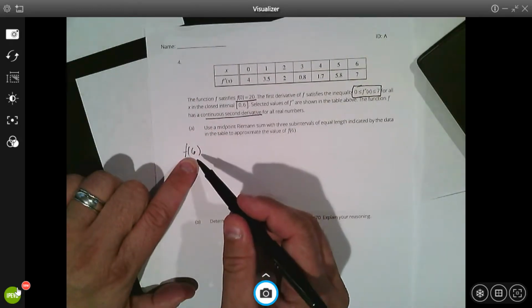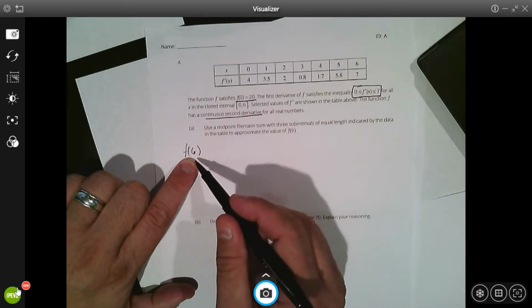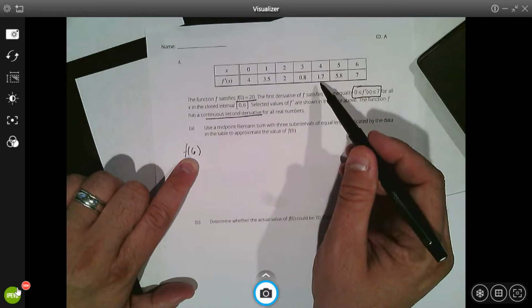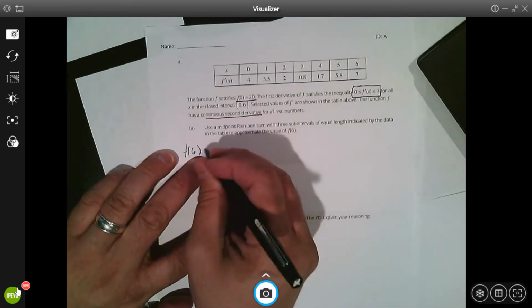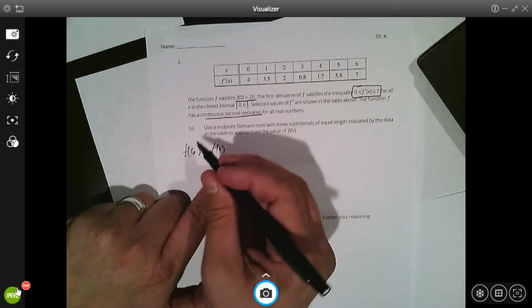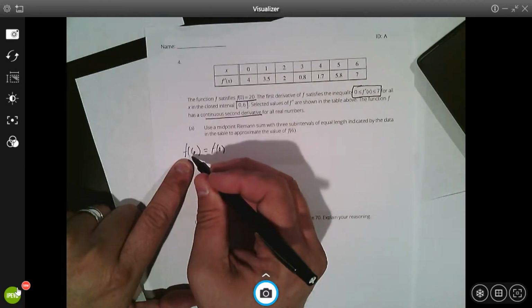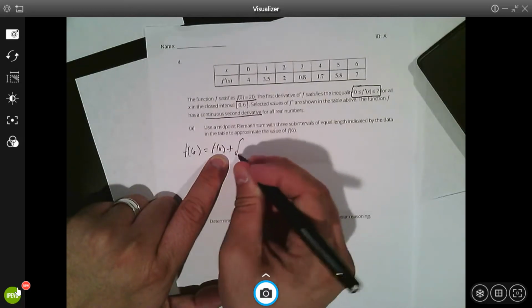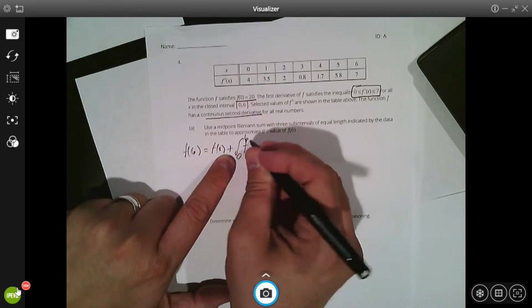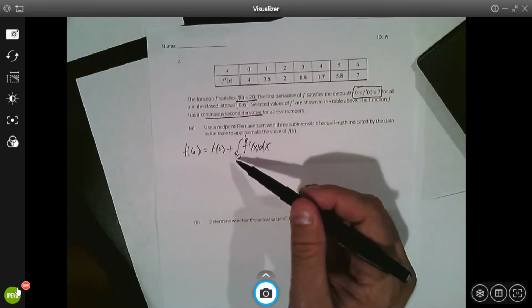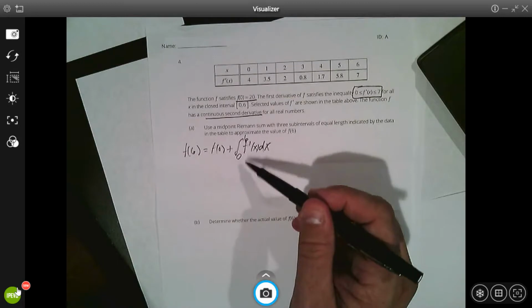Well, how do I get an approximation for this function if all I have is one point and some information about the derivative? What comes to mind for me right away is the fundamental theorem of calculus that says that the value of my function at 6 has to be equal to the value of my function at 0 plus the total change in my function, the integral of the derivative of the function from 0 to 6.